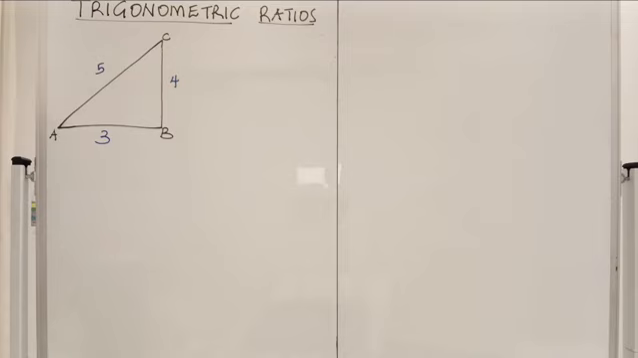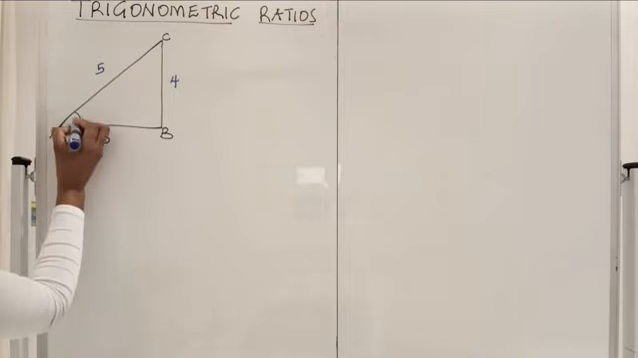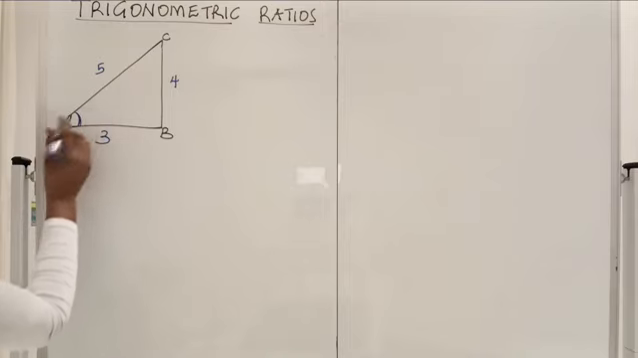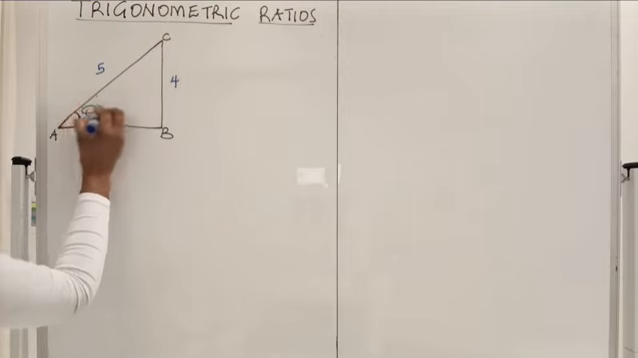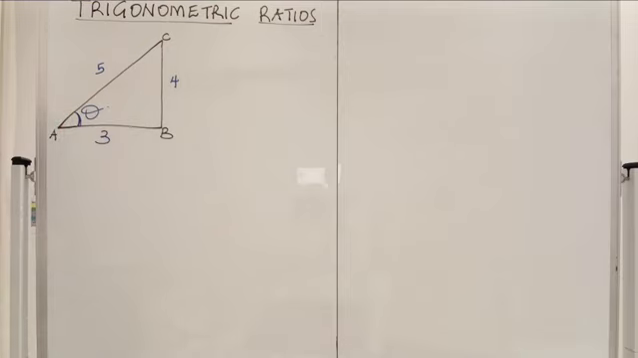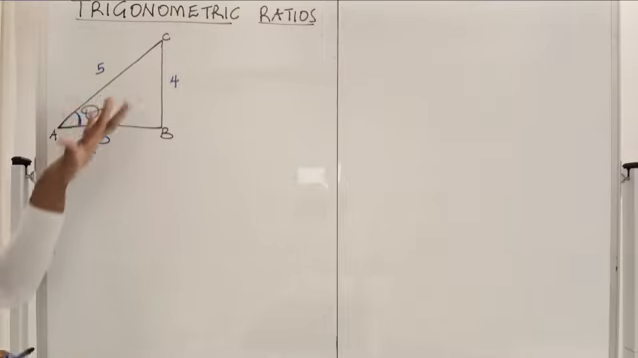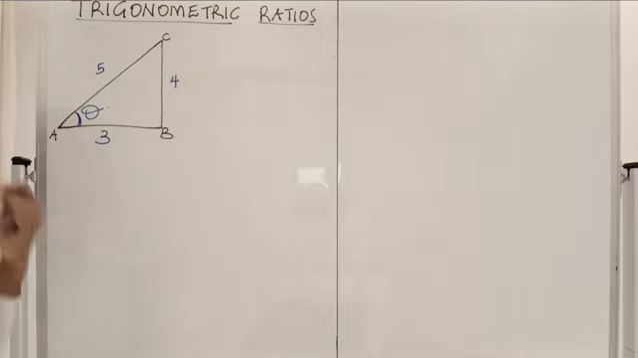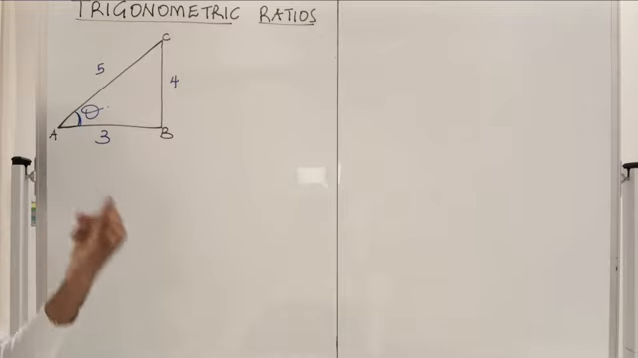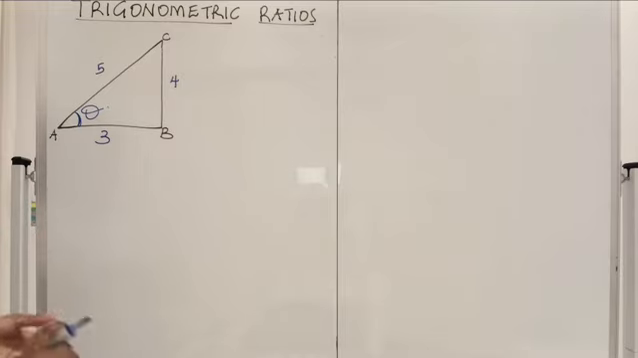We are going to look at the trig ratios. Trig ratios describe the relationship between the sides and the angles of a right-angled triangle. Now consider triangle ABC, where we have this angle theta at A. We are going to look at the relationship between these sides and this angle using ratios, namely sine, cos, tan, and the reciprocal ratios.